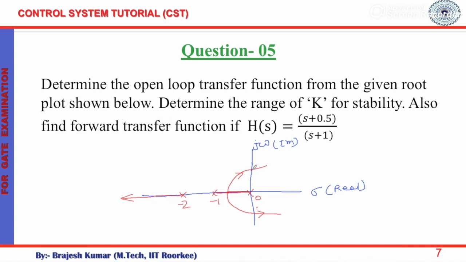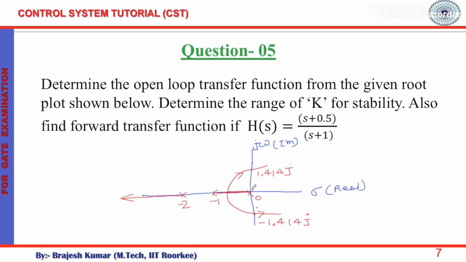The value of this point is also given. This is 1.414 j, and correspondingly it is symmetrical, -1.414 j. Clear? So determine the open loop transfer function from the given root locus plot, right? And this given root locus plot is here. The red part shows the portion of the root locus. Determine the range of K for stability, right?